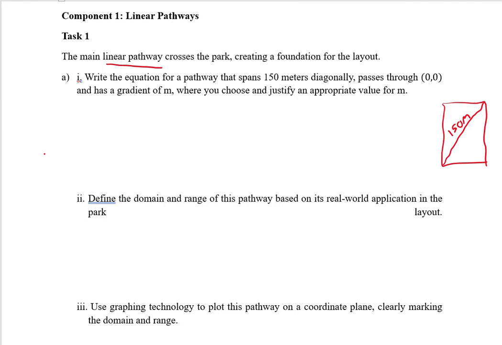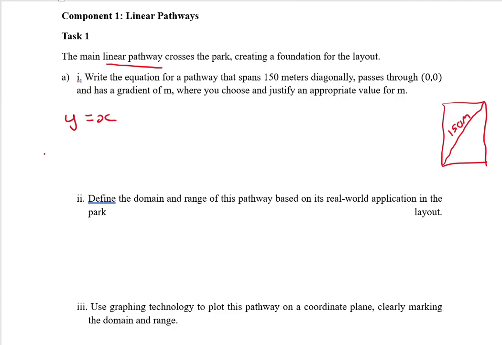It says write the equation for a pathway that spans 150 meters diagonally, passes through (0, 0), and has a gradient of m, where you can choose and justify an appropriate value for m. A lot of people, I noticed, did a simple equation y equals 2x. The reason they picked that is because they wanted both of these sides to be identical, which means it was going to, of course, be a square. So you could have done it that way.